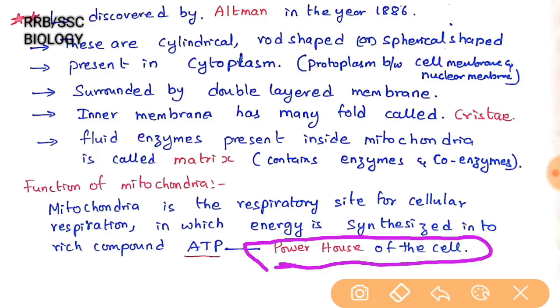In India, rupees is the currency of money. In the same way, if you want to give energy from one organelle to another organelle or from one cell to another cell, what is the exchange medium? It is nothing but the currency. We will say currency: it is ATP, adenosine triphosphate, the currency of energy in cells. Mitochondria is the respiratory site where it synthesizes the rich compound ATP. As it synthesizes this currency, it is called the powerhouse of the cell. So mitochondria is the place where energy is synthesized.